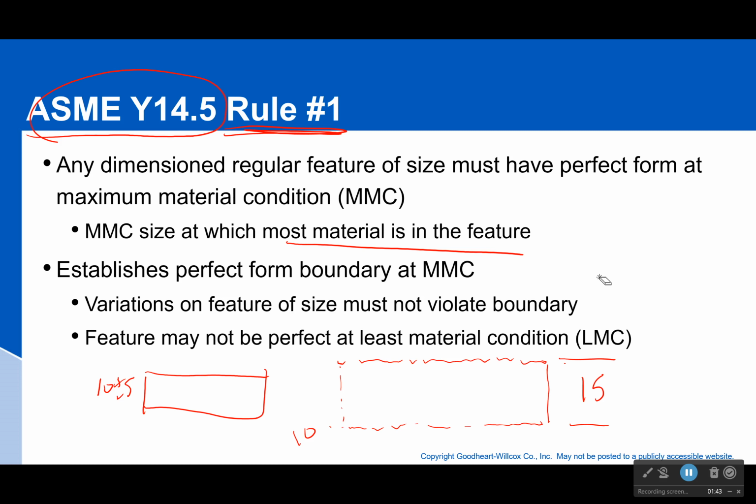And as I get bigger and bigger, I finally reach that point where once I'm almost at the maximum material size, I have to have almost perfect form. Once I'm at the maximum material size, it has to have perfect form or else it fails. So this is rule number 1. When you reach that max size, you have to have perfect form. It's got to be that exact perfect shape, because that's the only way it can stay in that max material condition envelope.